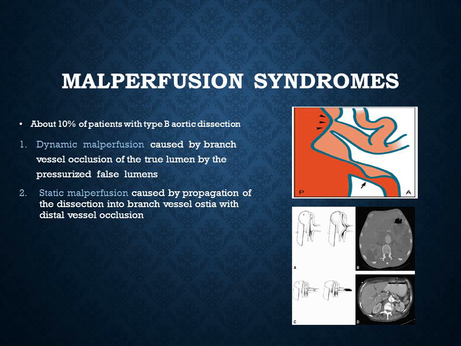Malperfusion syndromes. About 10% of patients with type B aortic dissection. Dynamic malperfusion caused by branch vessel occlusion of the true lumen by the pressurized false lumen. Static malperfusion caused by propagation of the dissection into branch vessel ostia with distal vessel occlusion.